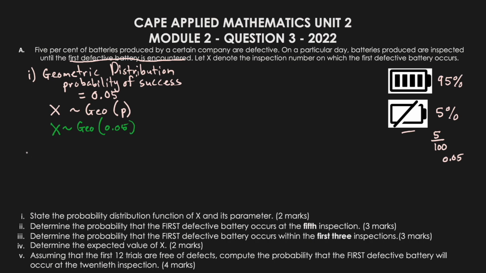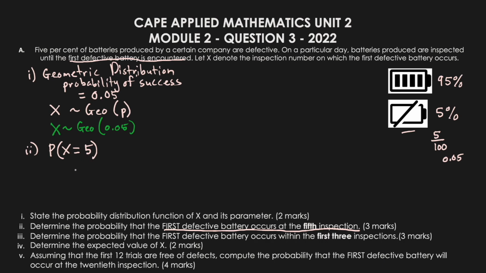0.05. So now part 2, it's asking us to determine the probability that the first defective battery occurs at the fifth inspection. So imagine we go in and we did an inspection. Our first inspection, we did not find any defective batteries. Our second inspection, we didn't find any. And we go so forth and so on. And we figure it out on our fifth inspection. So what we are trying to figure out is what is the probability of determining our first defective battery at inspection number 5. Remember, x denotes the inspection number. So the probability when x is equal to 5.